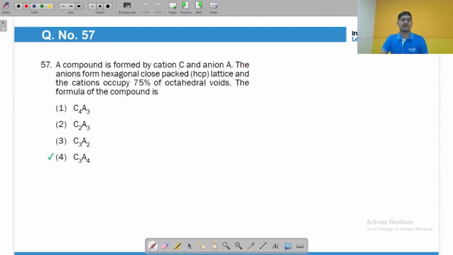A compound is formed by the cation C and anion A. The anion forms hexagonal close packed structure, and in an HCP unit cell, the number of atoms per unit cell is 6. The cations occupy 75% of the octahedral voids. So for 6 atoms per unit cell, the number of octahedral voids would be 6 only. And because 75% of the octahedral voids are occupied, that makes it 3 by 4. You solve it, the ratio will come out to be this one. Okay. So 6 will be cancelled out. It will be 3 is to 4. So the formula is C3A4.